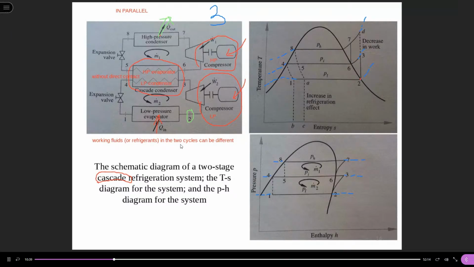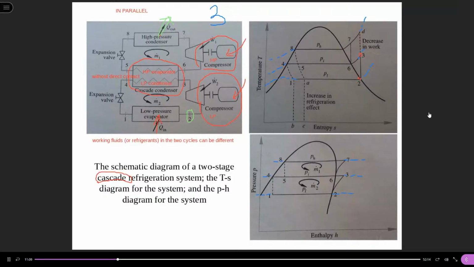Then from 2 to 3, there is a compressor. We know the function of a compressor is to compress the vapor from low pressure to high pressure. This is an isentropic process for the standard one, compressing it from low pressure to high pressure. Then we can define state 2 and state 3.